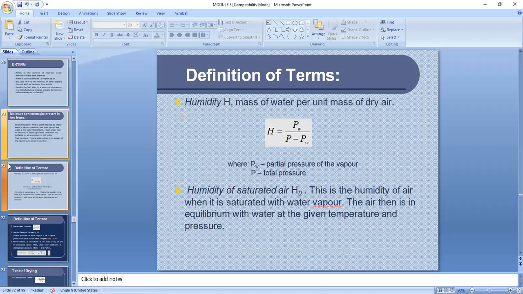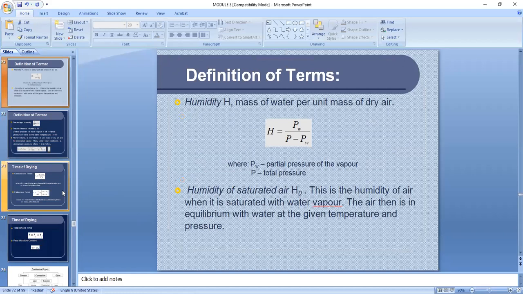Now, we have here humidity because in the computation for the design of our dryer, we'll be using the psychrometric chart, and we take the humidity from the psychrometric chart. And this is the mass of water per unit mass of dry air. In terms of the partial pressure formula, humidity is the partial pressure of water vapor divided by the difference of the total pressure and that partial pressure of the water vapor. That's the humidity. We read this from the psychrometric chart.